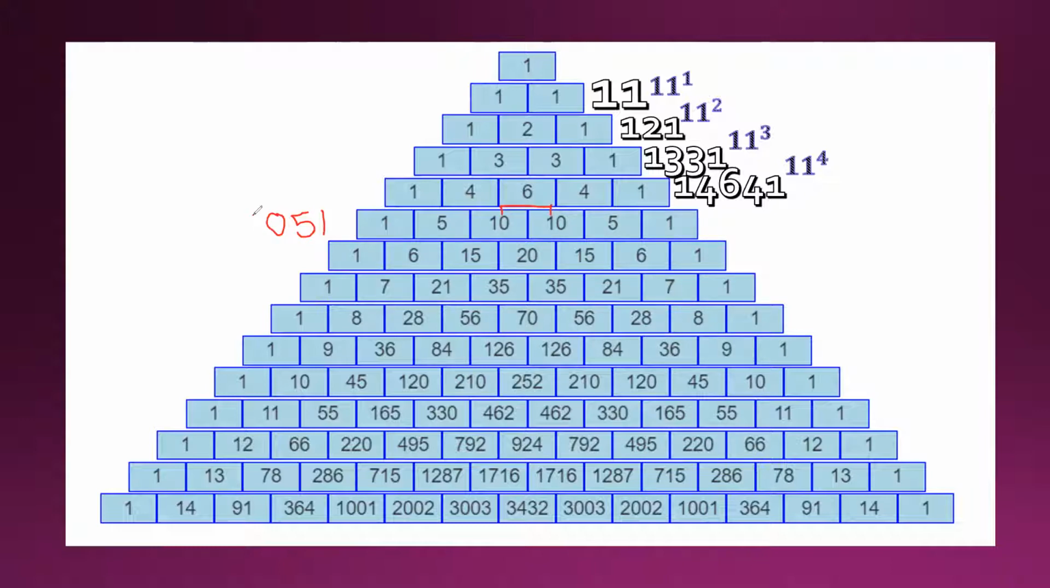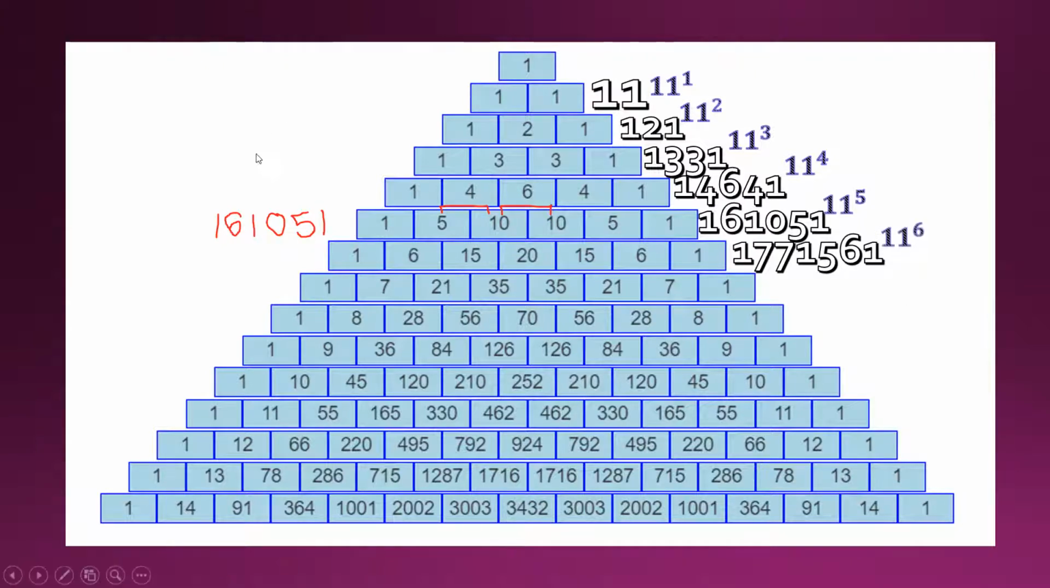So 1 plus 0 will give us 1. We will follow suit for the remaining. 5 plus 1 is 6. And since 1 is already in its ones place, we will write it as it is. And rightly enough, if I check what is 11 raised to 5, I will get 161051. Isn't that amazing? And similarly, if I go for the next row as well, I will get 1771561, which is 11 raised to 6.